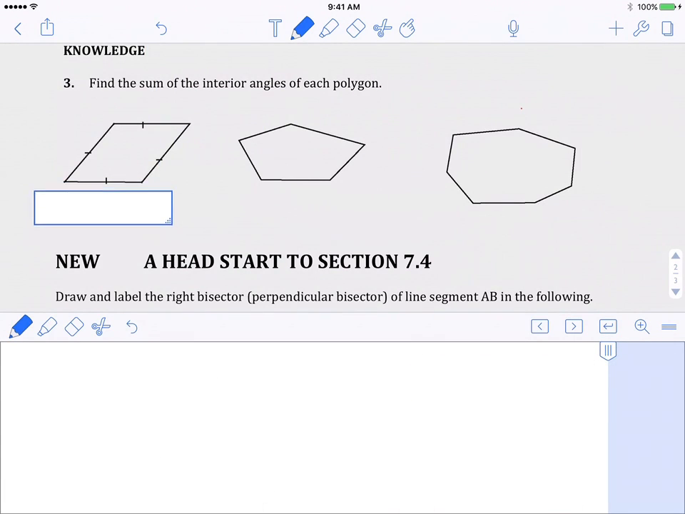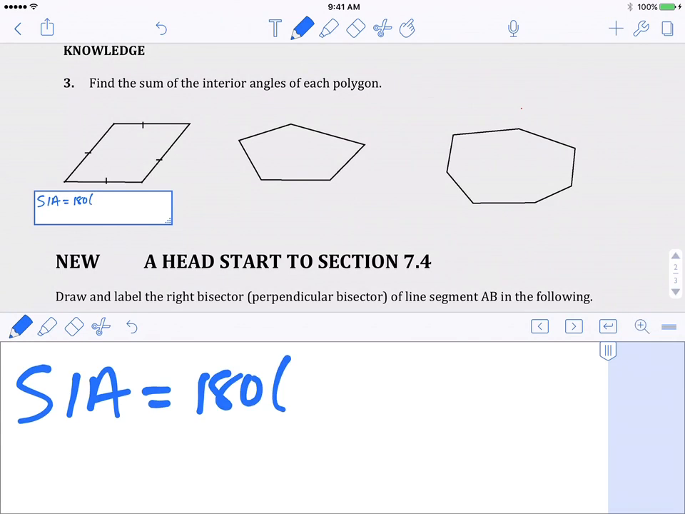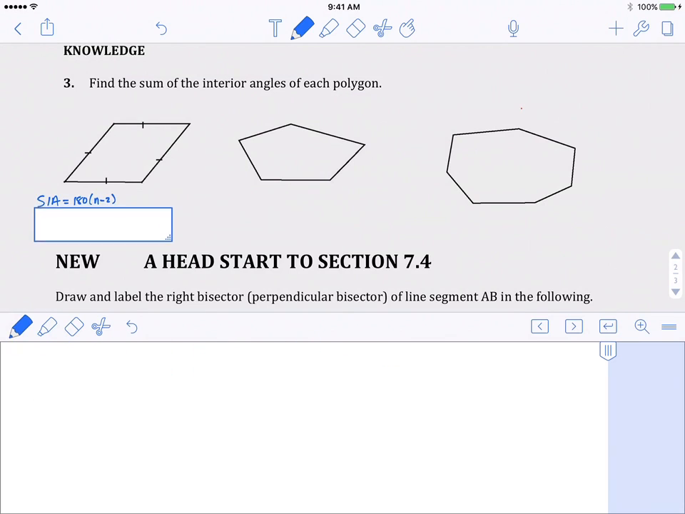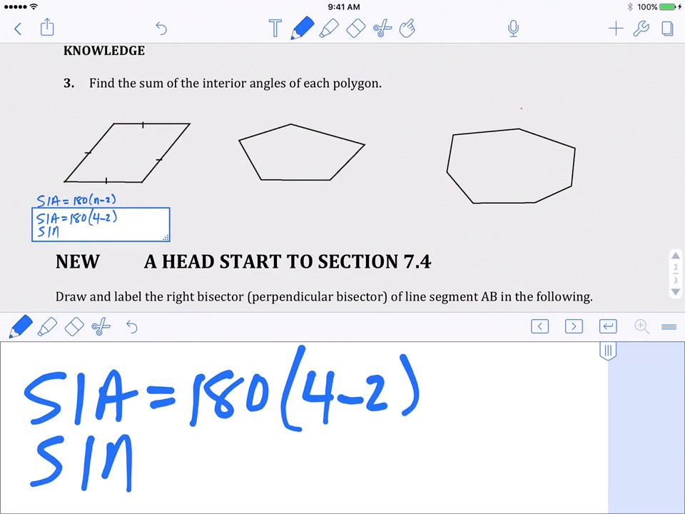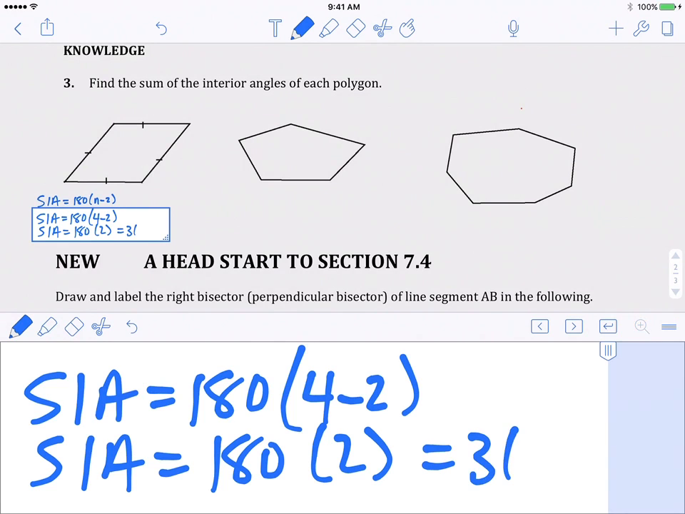If this is four sides, then we know that the sum of interior angles is equal to 180 times n minus 2. In this case, we have the sum of interior angles equaling 180 times 4 minus 2, which is 2. So the sum of the interior angles is 180 times 2, which is equal to 360 degrees. So the sum total of those angles is 360 degrees.